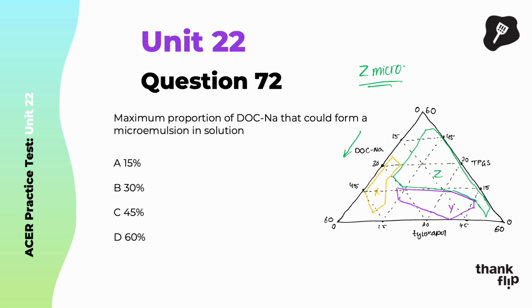Okay? So Z can be formed from all the way from around about 0. We still have this overlapping region over Z, and then about 30 that ends. And then after 30, you don't have any more overlap with this Z region here. And so after 30, you would not be able to form any microemulsions. And so that's your maximum proportion. So the maximum proportion of DOCNA you can have in a microemulsion is 30.